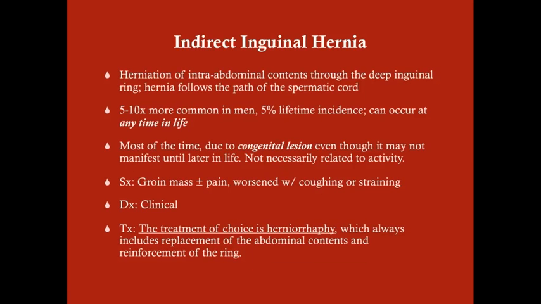Okay, so indirect inguinal hernia. So this is herniation of intra-abdominal contents through the deep inguinal ring. The hernia follows the path of the spermatic cord. This is 5 to 10 times more common in men, has a 5% lifetime incidence, and it can occur at any point in life, and it's vital that you remember that. So if you are a male and you're watching this, 1 in 20 chance you will have an indirect inguinal hernia that will need to be operated on.